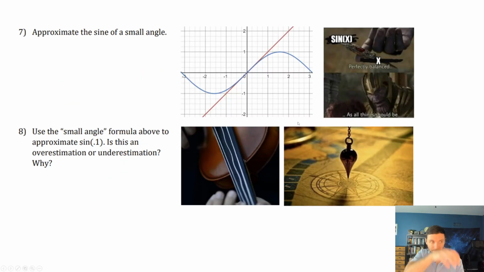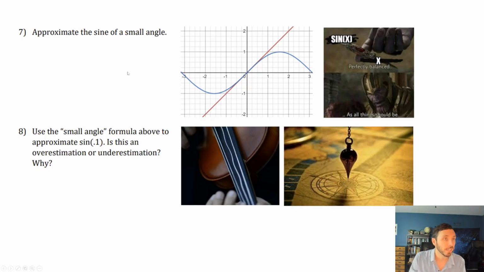Okay, the last little section here. So approximate the sine of a small angle. What does that mean? So consider an angle near 0. So come up with the tangent line or linearization formula for sine of x when we're near 0. And then use what's called the small angle formula that you're going to find above, the approximation of sine of 0.1. So is this going to be an overestimate or an underestimate?